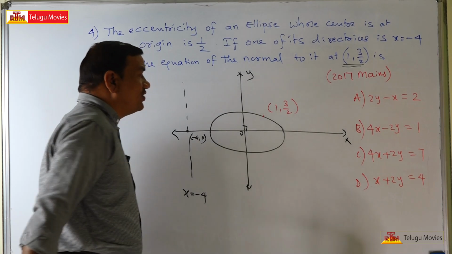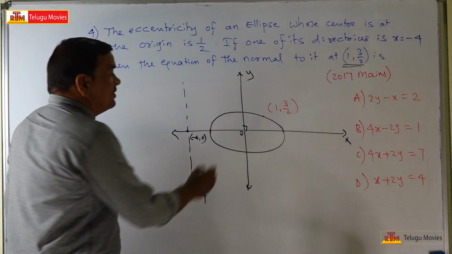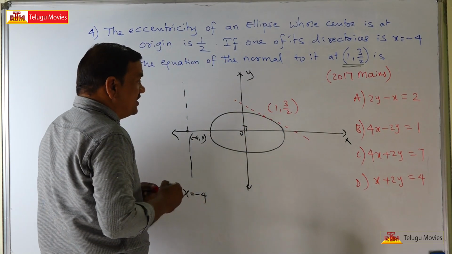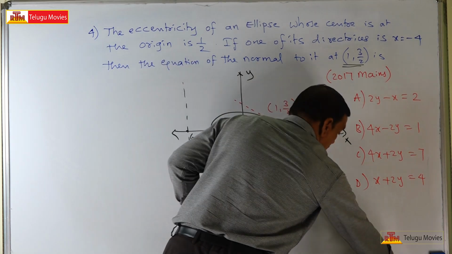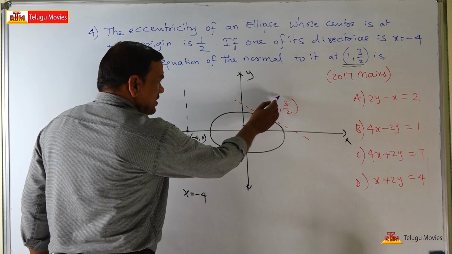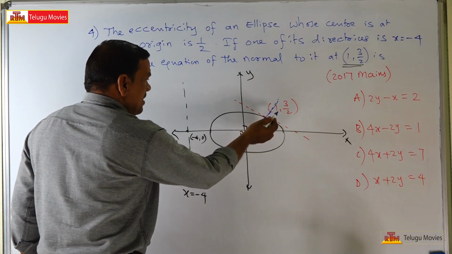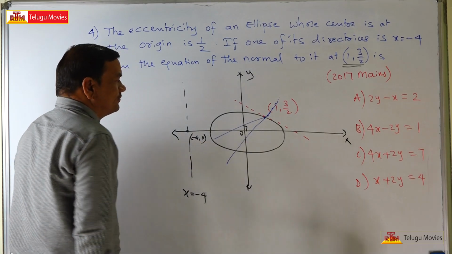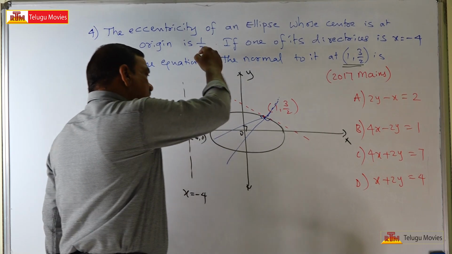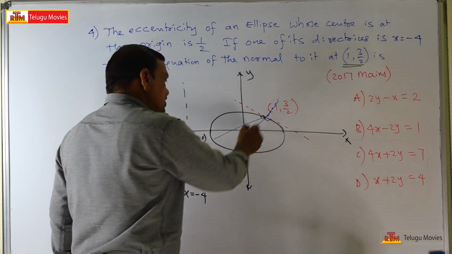From (1, 3 by 2) you have to draw the normal. That means there will be a tangent here, and for this tangent you have to draw the normal. If you draw the normal, it will be either this or this, two possibilities. Can you draw the normal like this? No, it is a tangent, it is not your normal.